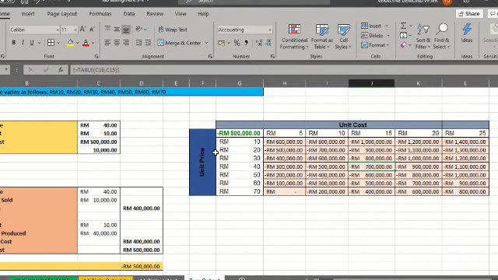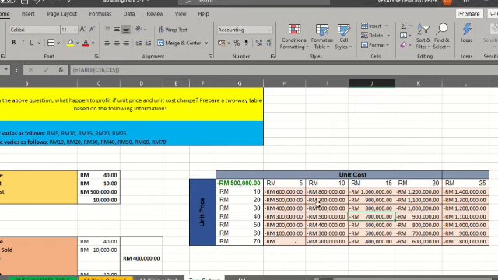It is called the two-way data table because we need both the information of unit price and unit cost respectively in order to find out the difference or change in the profit. For example, when the unit price is 10 ringgit and the unit cost is 10 ringgit, the profit is equivalent to 800,000 ringgit. But when the unit price is 40 ringgit and the unit cost is 50 ringgit, the profit is equivalent to 700,000 ringgit, and it differs according to both of these pieces of information. Thank you.